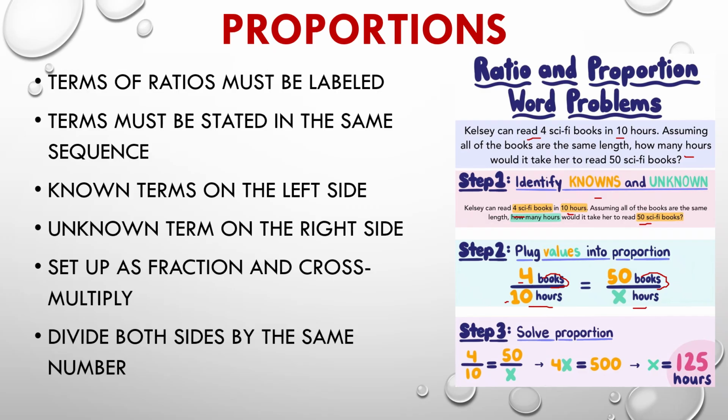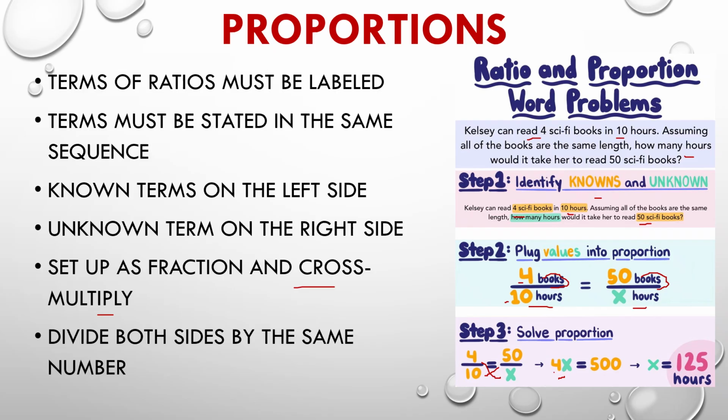So now this is where we're going to cross multiply and then divide. And all of that means is that we are going to cross these numbers. So we're going to take 4 times X, which gives us 4X. And then we're going to take 50 times 10. So we're making that cross multiplying. So that's going to equal 500, because 50 times 10 is 500. Then we need to get X by itself. So now we need to divide.